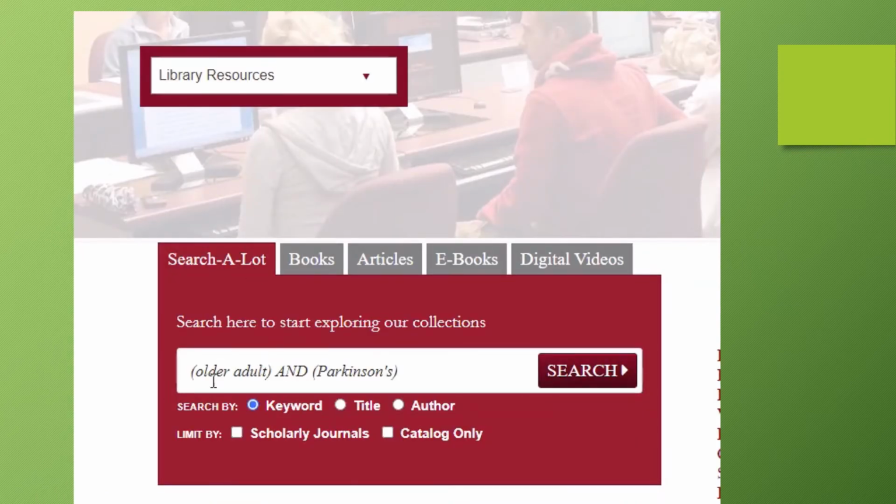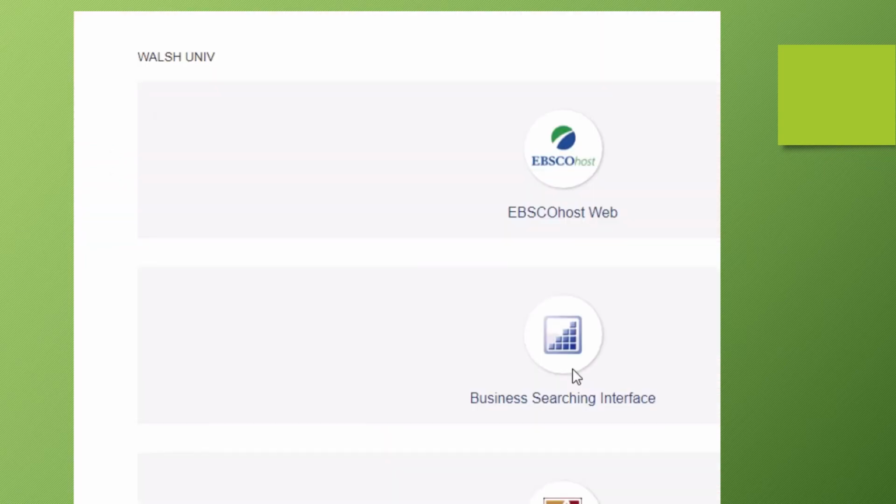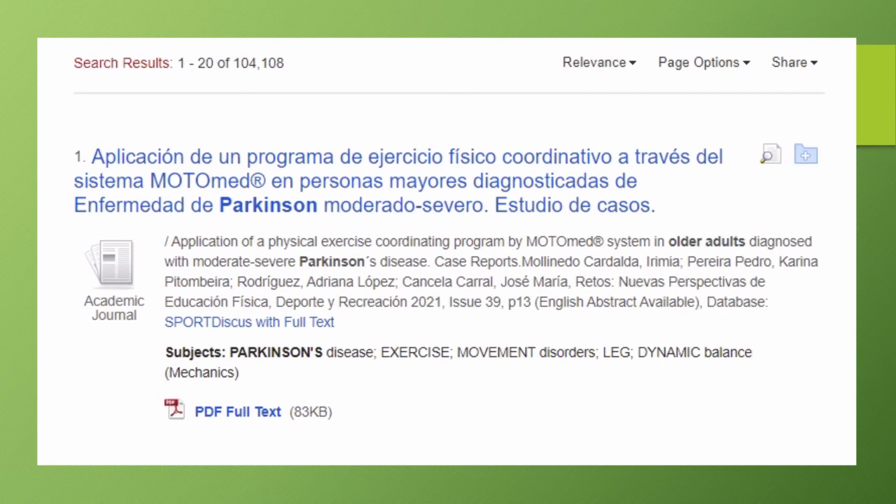So going back to the library search, I typed in my term older adult, identifying it as a singular phrase that I want to search for, and using the Boolean operator AND, Parkinson's. This means I want this phrase and this phrase together. If both of them aren't there, I don't want it back. So the returns on those two phrases, I get over 104,000 hits. But really what I'm looking for is to find subject terms that are directly related to those keywords that I was looking for.